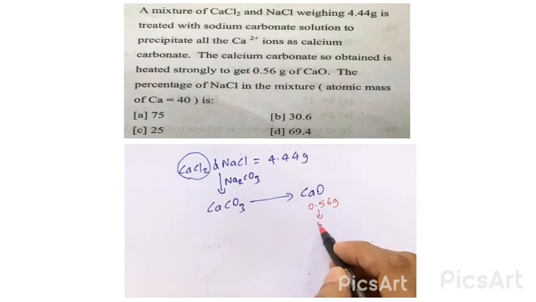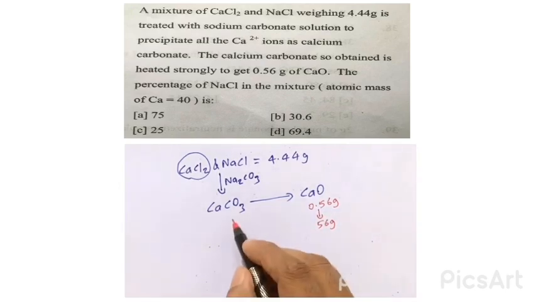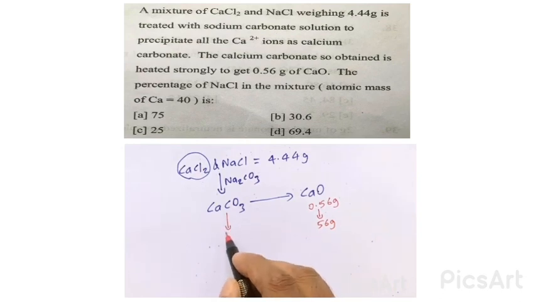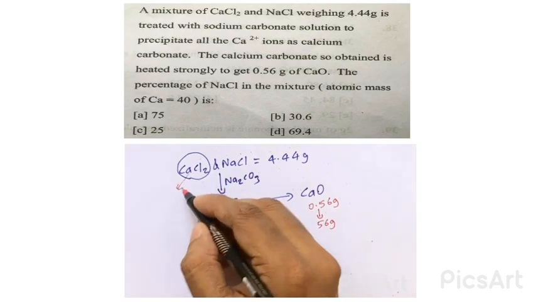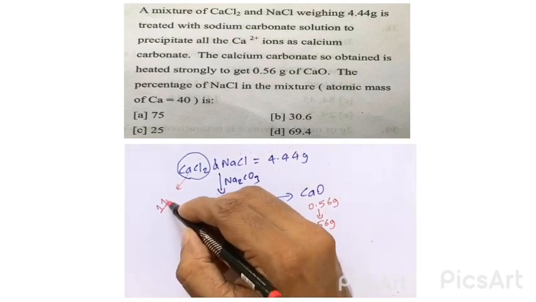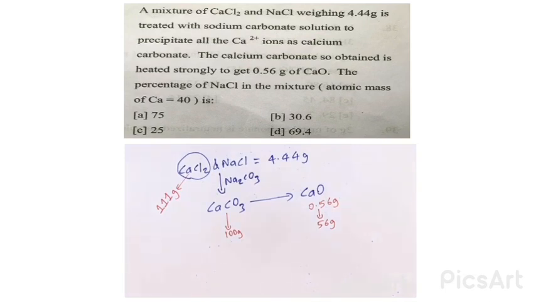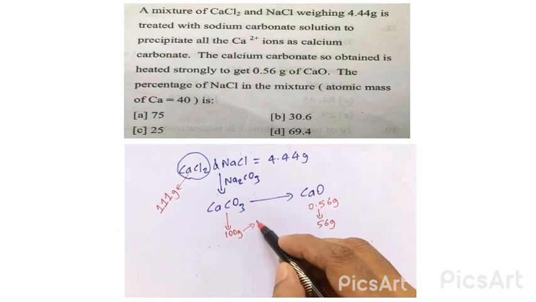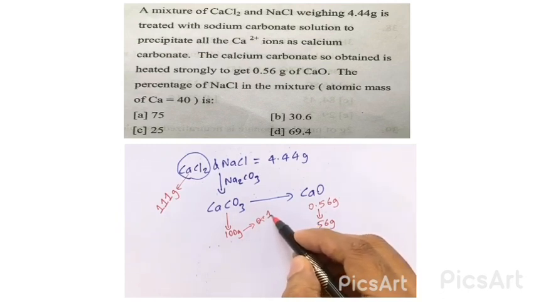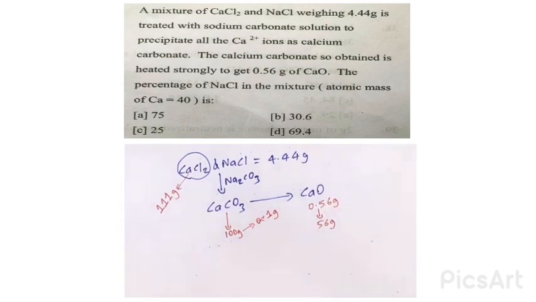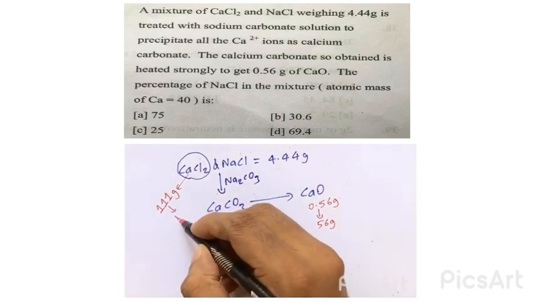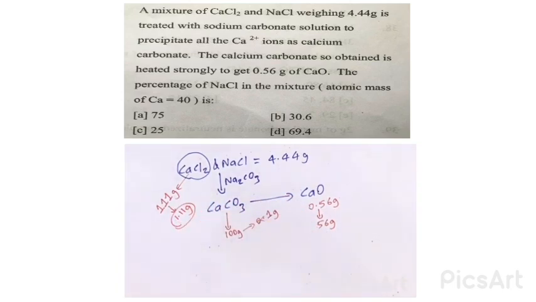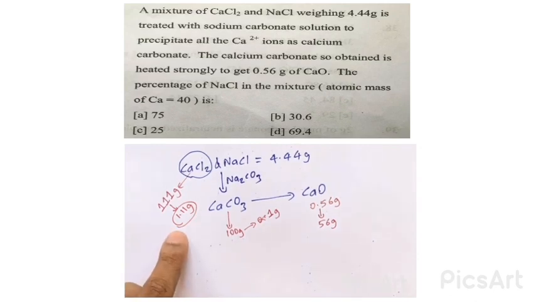If it is 56 gram CaO, it will be 111 gram CaCl2, the molar mass. So very simple. Since it is 0.56, it is 1 gram divided by 100. It is 1.11 gram. So mass of CaCl2 in the mixture is 1.11 gram.